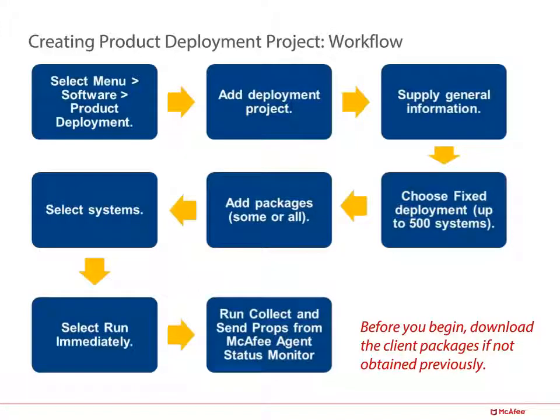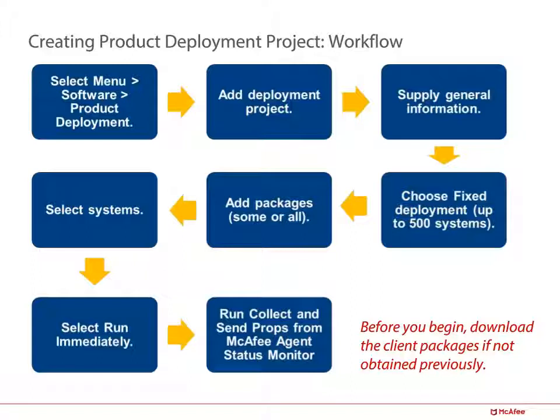The workflow for creating the product deployment project is that first you select the menu Software, Product Deployment. You select the option to add the product deployment. You'll fill out all the different information, such as giving it the name and a description. Then you select whether or not it's going to be a fixed deployment, and ideally we recommend that you only do that up to 500 systems.